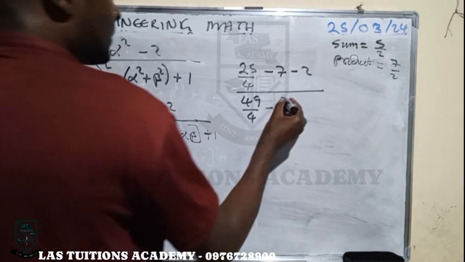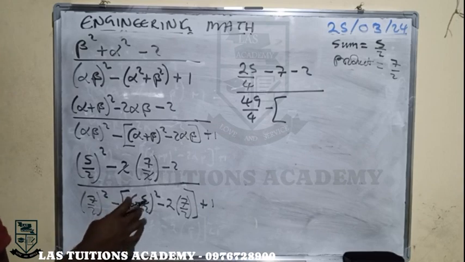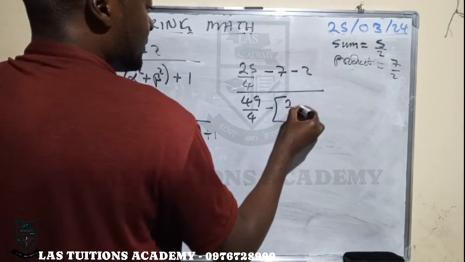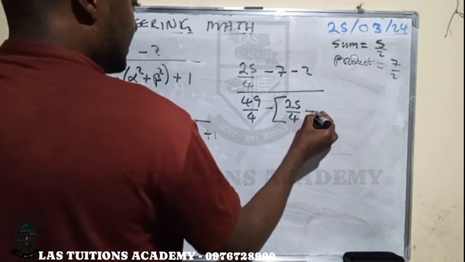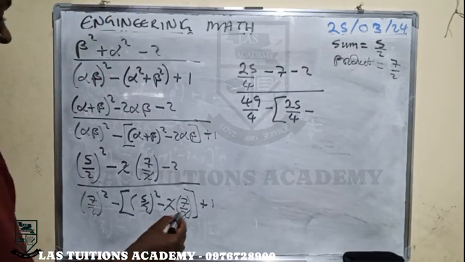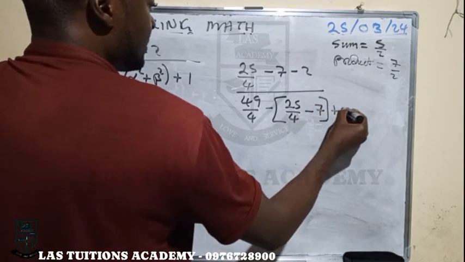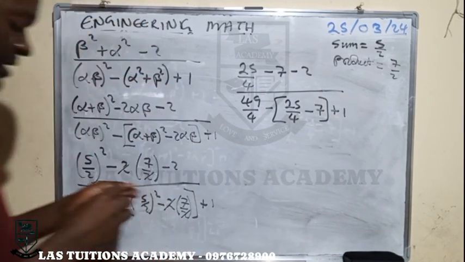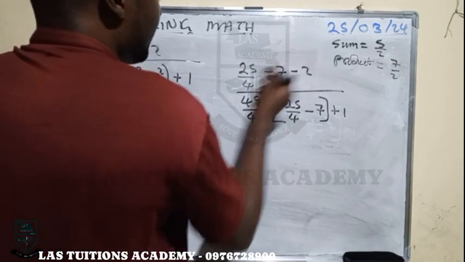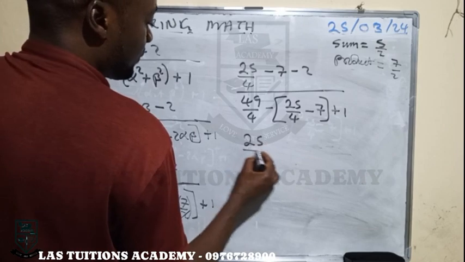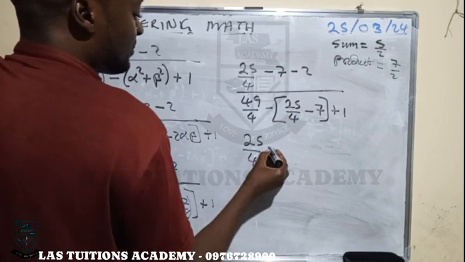okay, so we can put our bracket there. So here inside 5 over 2 squared, we're going to have 25 over 4, then minus the 2 and the 2 are going to cancel. We have minus 7, then plus 1. Okay. Then from there now, we're going to say here on top we have 25 over 4 minus 7 minus 2, you get minus 9.